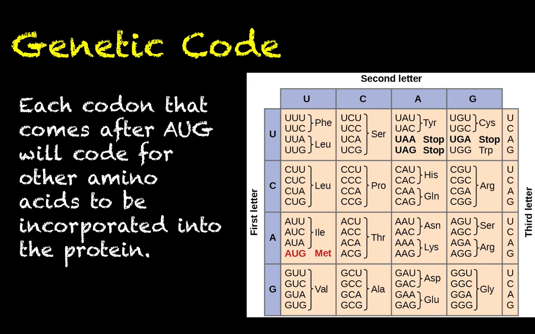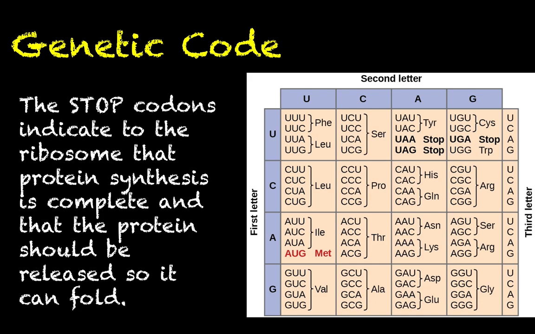So each codon that comes after the initial start codon, which again is methionine, will code for one of the other amino acids that are going to need to be incorporated into the protein. The very first one, methionine, will be found at the N-terminus of the protein, and whichever amino acid gets incorporated in last is going to be at the C-terminus.